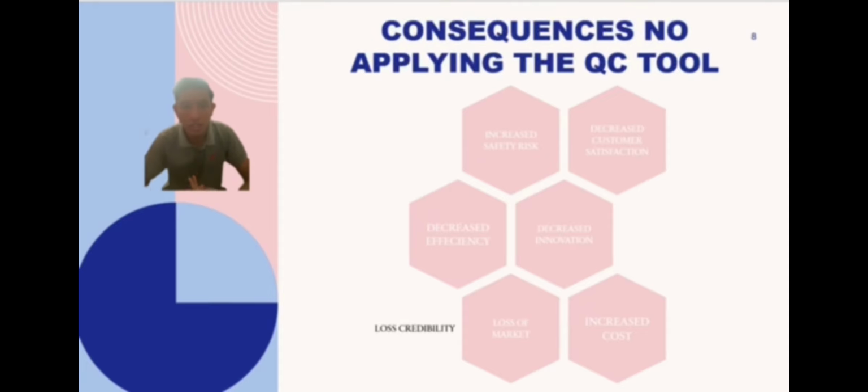Number 5, loss of market share. A company like Umicore that does not prioritize quality may struggle to retain its market share in the face of competition from businesses that do. This can lead to reduced profitability and financial stability.